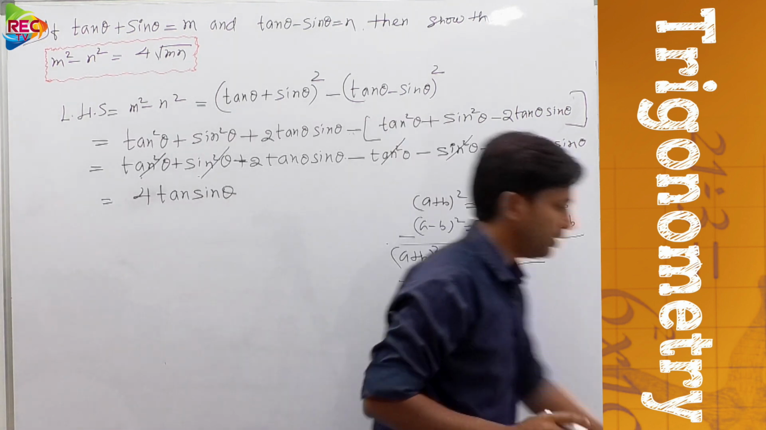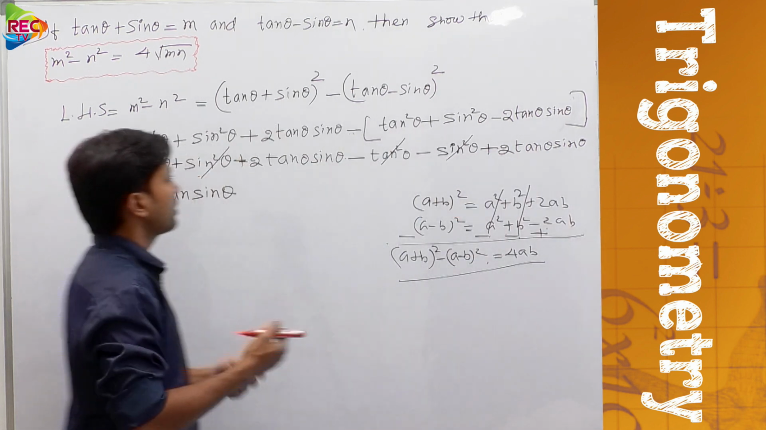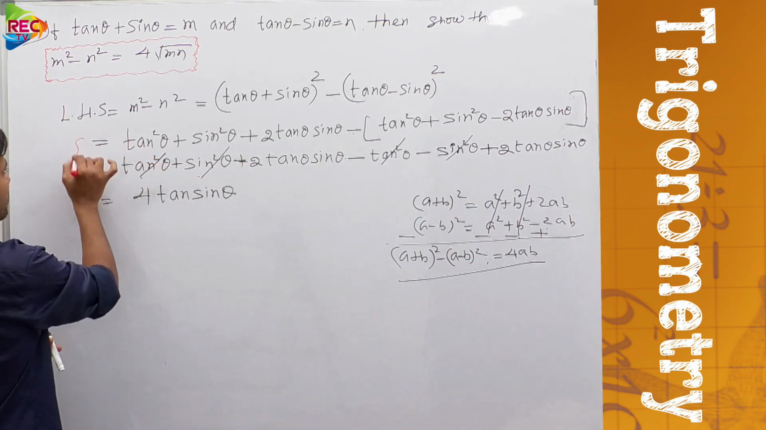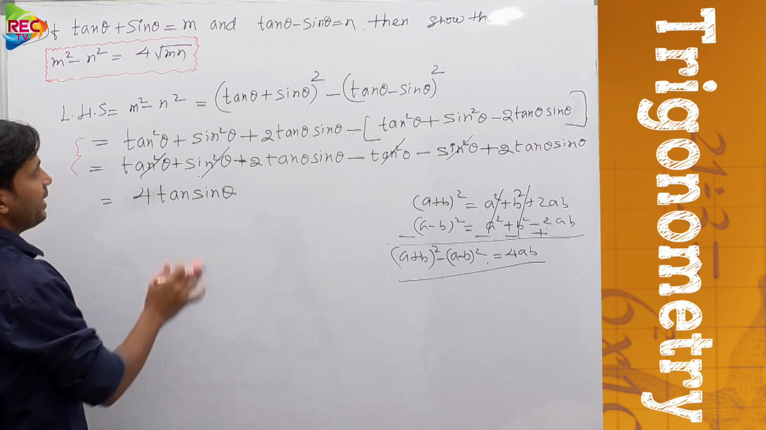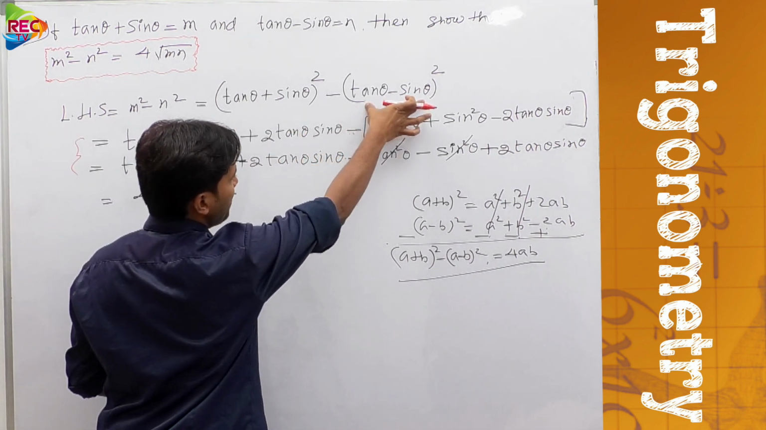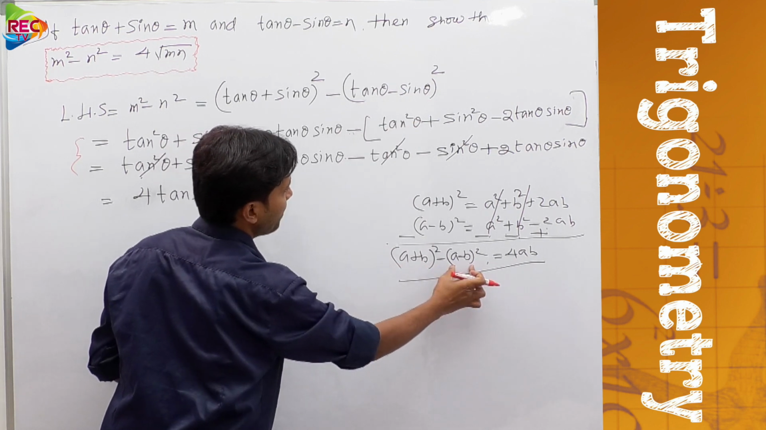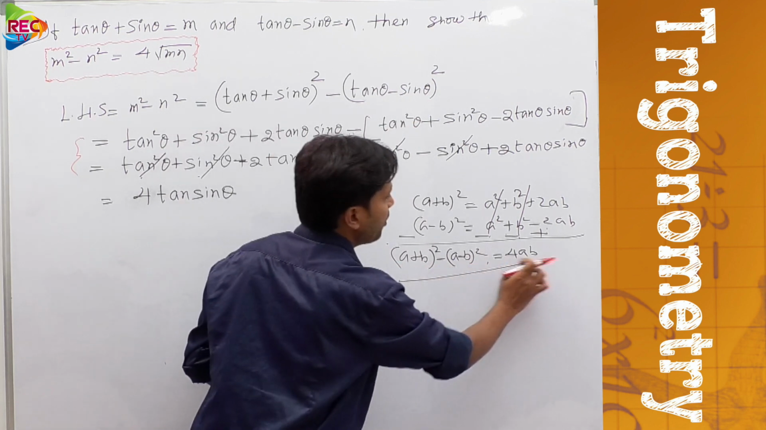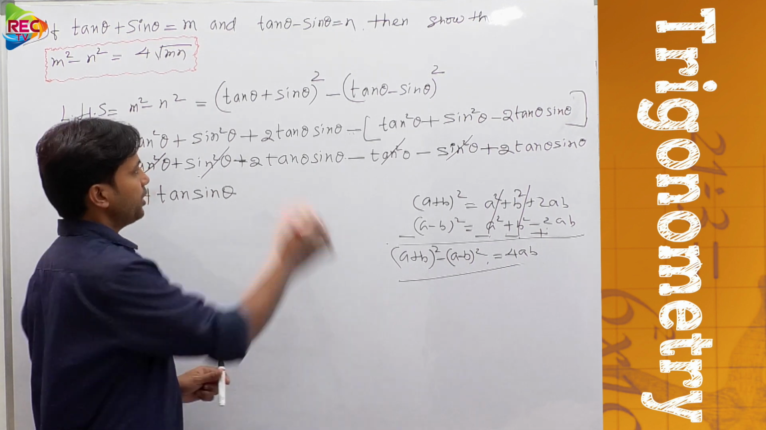Understood? Let me show here. You can skip these two steps. How can you skip? Simply, this is in the form of (a plus b) whole square minus this is in the form of (a minus b) whole square. (a plus b) whole square minus (a minus b) whole square is simply what? 4ab. That's it.